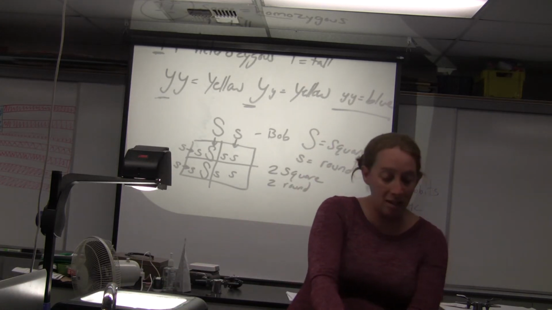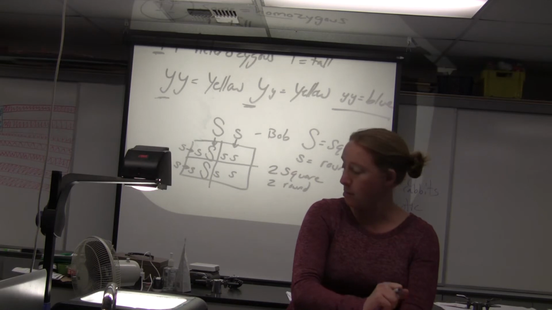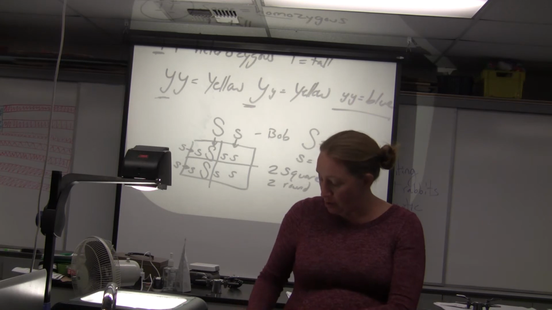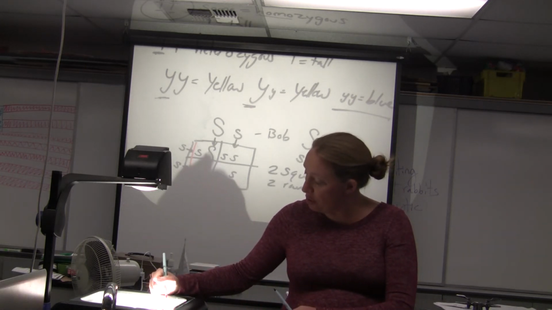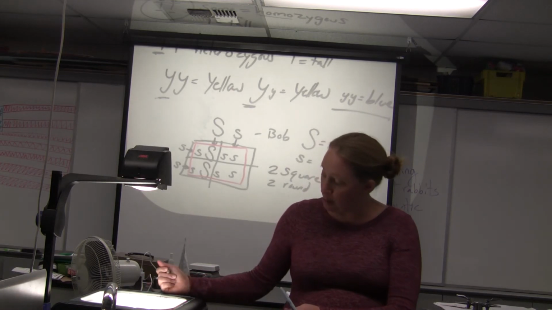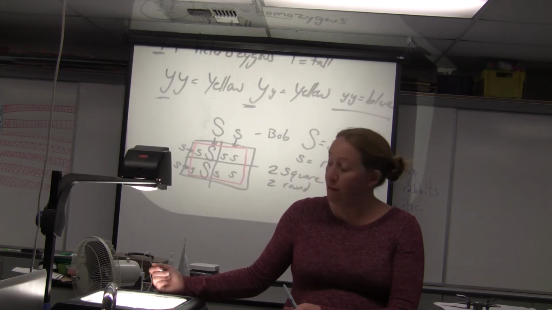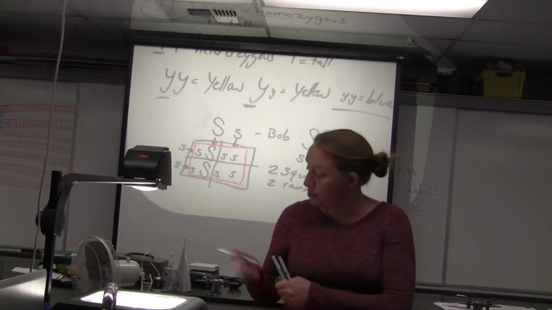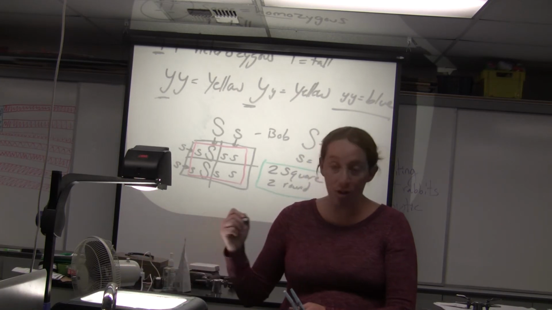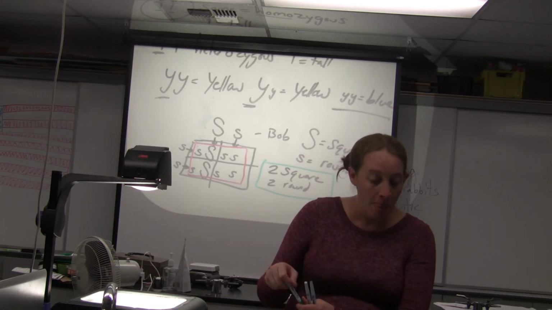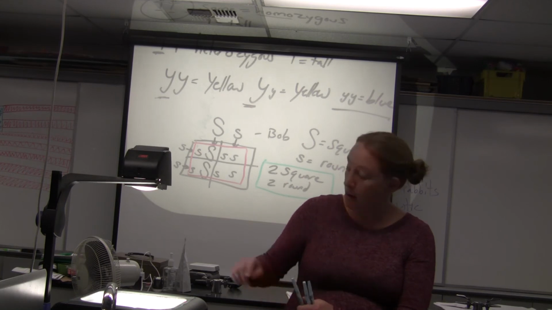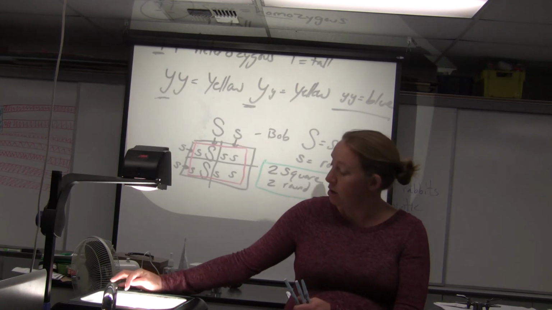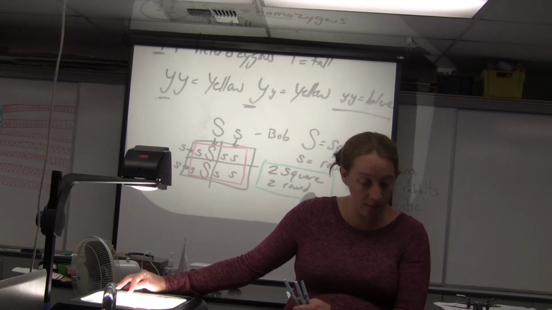It says, list the possible genotypes. Genotypes means what do their genes look like. So the genotypes are the things inside the Punnett square, the letters. The phenotypes are what they're going to actually look like, so square versus round. We would say that there are 2 genotypes, big S, little s and little s, little s. And there are 2 phenotypes, square pants and round pants.